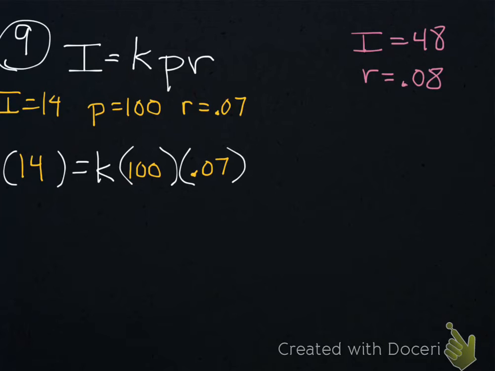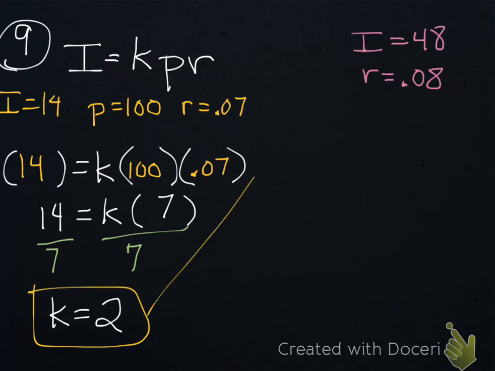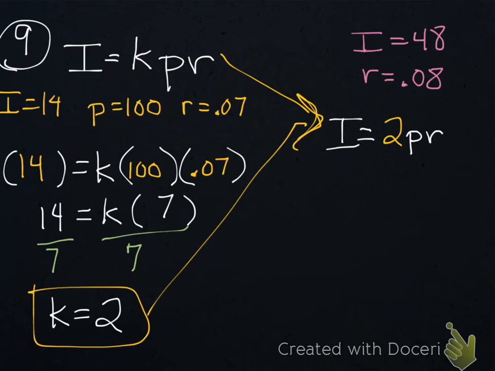Well, we made it really easy, right? Because 100 times 0.07 is what? Yeah, it's just 7. So what do we do? Divide both sides by 7. And super easy, 14 divided by 7 is 2. Okay, so K is 2. Now let's take that and plug it in. Get one equation. So I have I equals 2 times P times R.